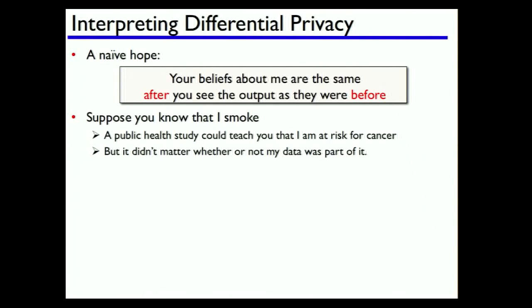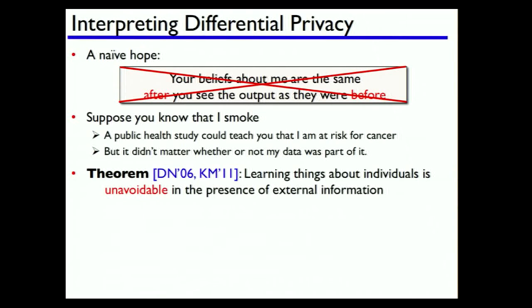They're supposed to teach us about high-level connections between different attributes of people. And notice that what you learned about me didn't depend on whether or not my data was used in this public health study. You learned something about me even though I may have gone nowhere near the person doing the survey. Okay. So this was formalized first by Dwork and Naor and reformalized by Kifer and Machanavajjhala recently. And it's not hard to argue that learning things about individuals is unavoidable in the presence of interesting external information. There are a couple of theorems out there proving this, but actually the smoking and cancer study pretty much tells you the whole story.